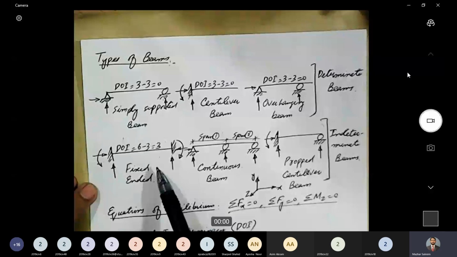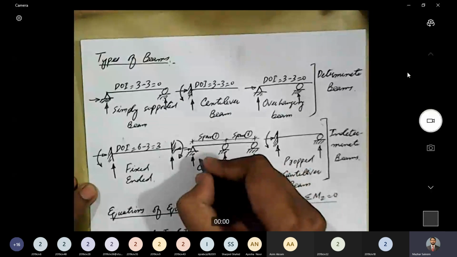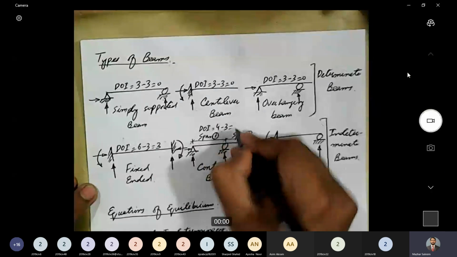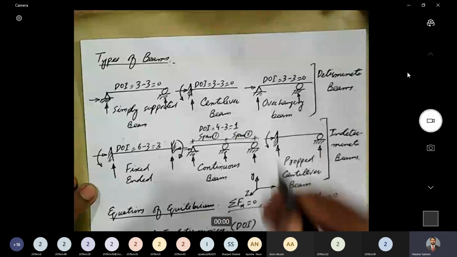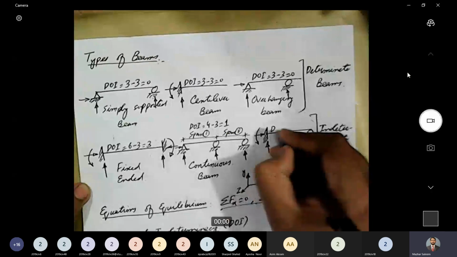Okay. Now, what about this continuous beam? If I write it down here, let's say degree of indeterminacy. How many reactions? 1, 2, 3, 4. 4 minus 3 equal to 1. So degree of indeterminacy is 1. What about this propped cantilever beam?